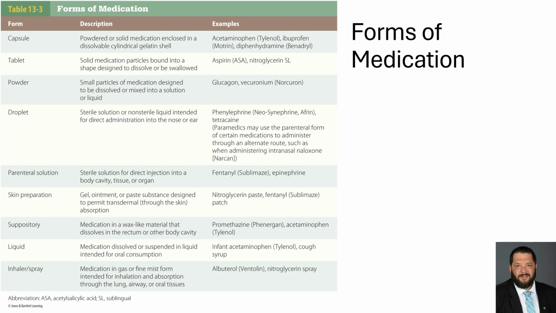And then you may have things like inhalers, which are medications in gas form or fine mist that are intended for inhalation and absorption. And common medications include things like albuterol.